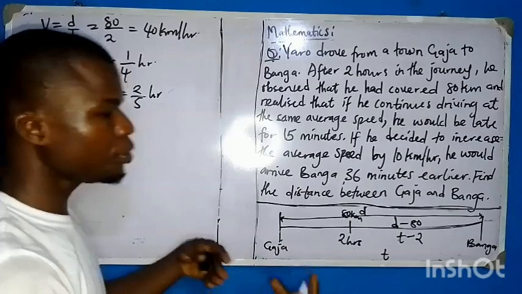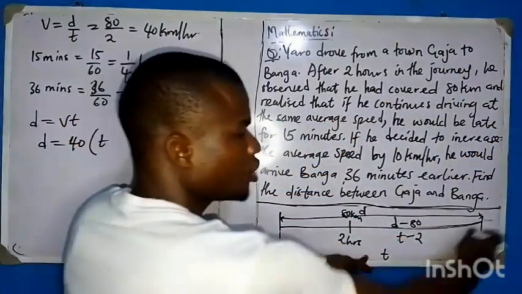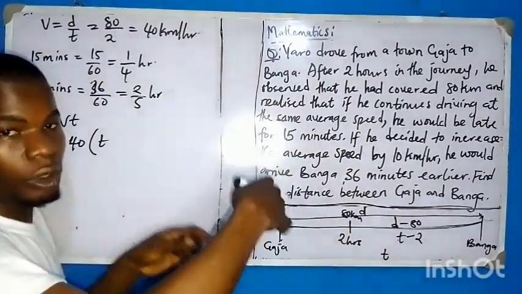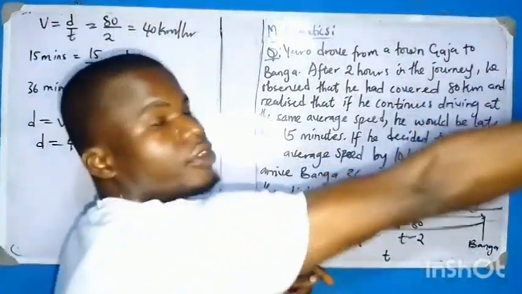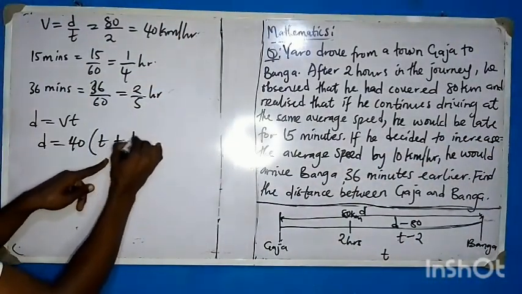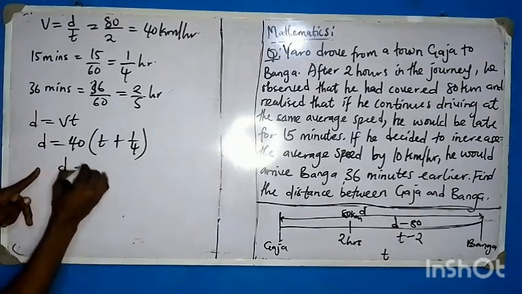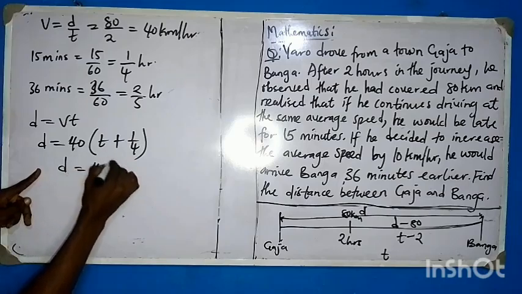But he will be 15 minutes late. That's the time he was supposed to reach, and you add 15 minutes. That's being late. So 15 minutes late is plus 1 over 4. If we open this up, we are going to have that D is equal to 40 times T, which will give us 40T.